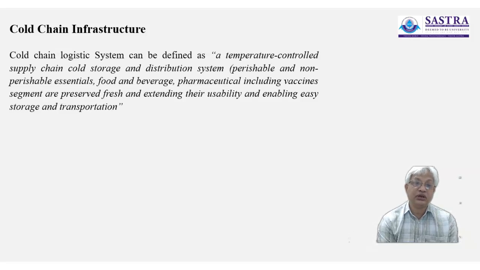Goods like perishable and including some non-perishable essentials, food and beverage, pharmaceuticals like vaccines, are preserved very fresh so that the shelf life of the product increases, the usability of it remains the same as at the time when it was manufactured, and it enables easy storage and transportation. So a very important part is that cold chain infrastructure is temperature controlled storage and temperature controlled transportation.